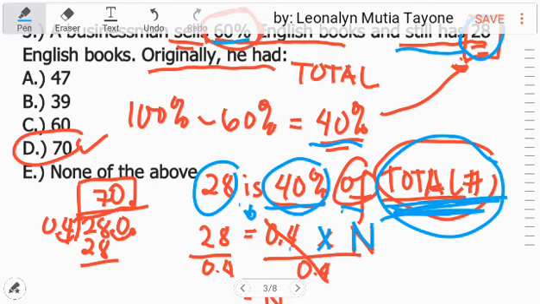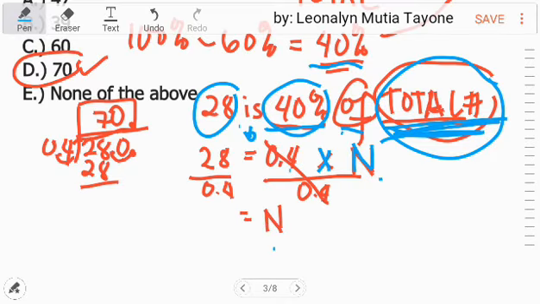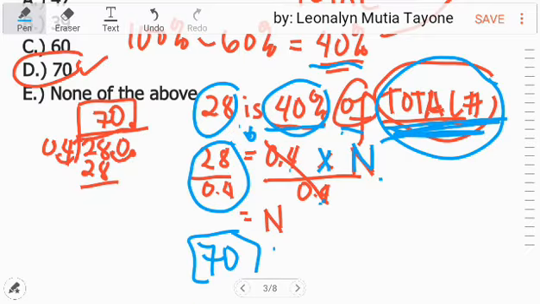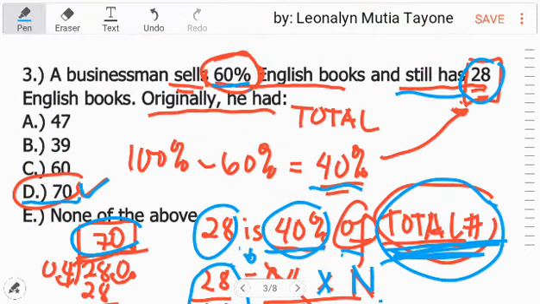Ang of ay multiplication. So, para ma-isolate si n dyan, itong si 0.4, dinivide natin to both sides. Kaya 28 divided by 0.4 and that is 70. So, ito na yun. Kaya ang sagot dito ay letter D.